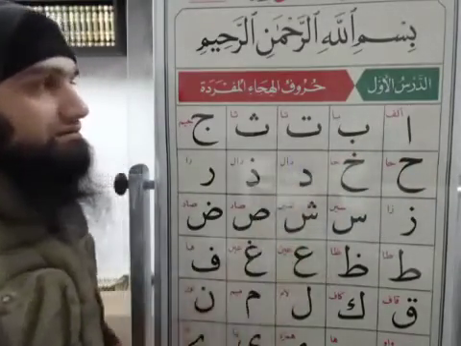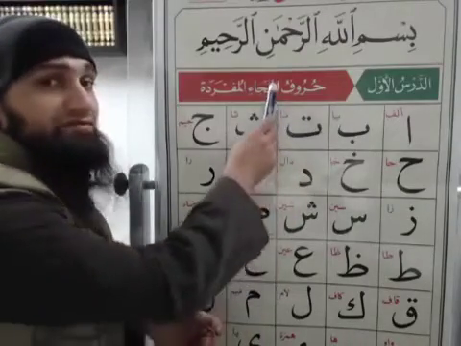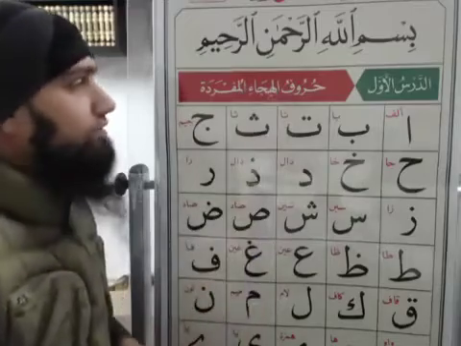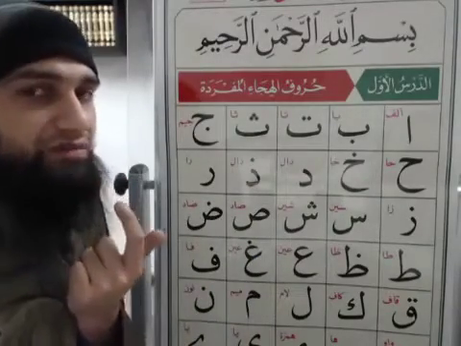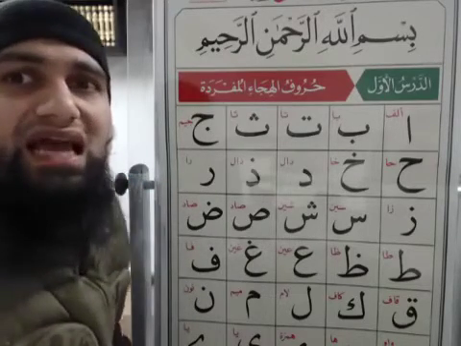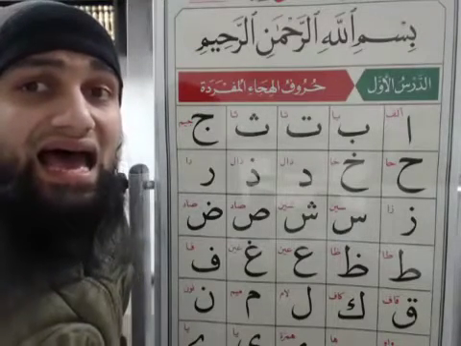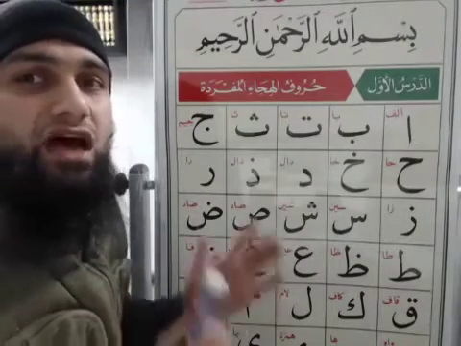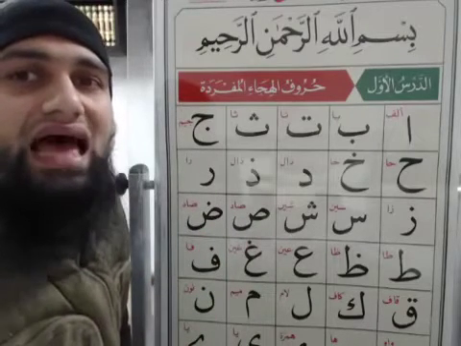The next letter has 2 dots on top of it. Also ends with alif. So you're going to make it long. Comes from when you put the frontal part of your tongue behind the upper teeth. Ta, ta. Solid. Keep it solid. Ta, ta.